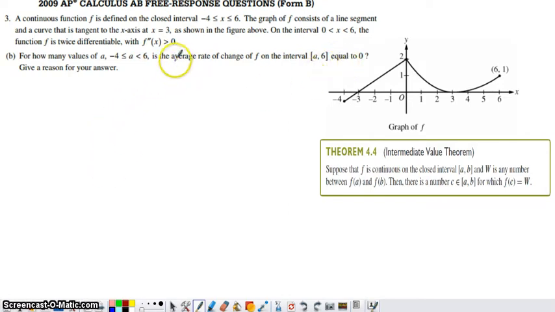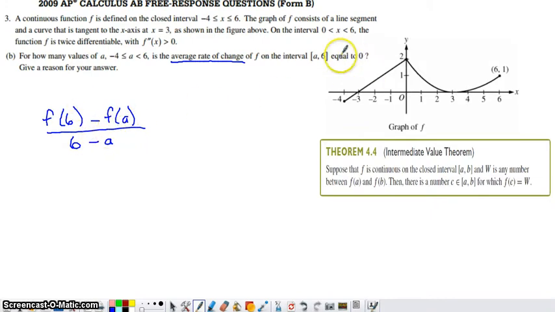Well, if we start with this phrase first, average rate of change, the average rate of change of a function on a certain interval is really just the slope of the secant line connecting the endpoints of that interval together. And so the average rate of change formula on the interval from A to 6 is going to be the difference in y values, which would be f of 6 minus f of A, over the corresponding difference in x values, which would be 6 minus A. We want to know when this average rate of change, when this slope, is equal to 0.